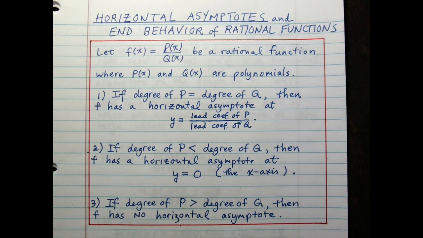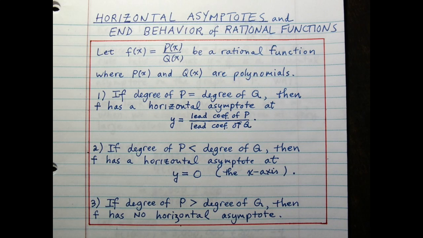We're going to talk now about our shortcut for finding horizontal asymptotes on the graphs of rational functions. This is called horizontal asymptotes and end behavior of rational functions, because really a horizontal asymptote is just telling us about the end behavior of the function. I'm going to give you the rule first, and then I'm going to talk a little bit about where the rule comes from. Other than you have to know the rule and how to apply it, the rest of the video is optional.